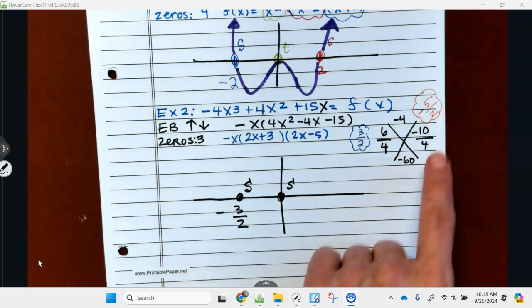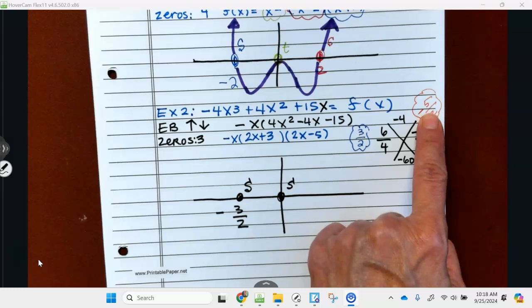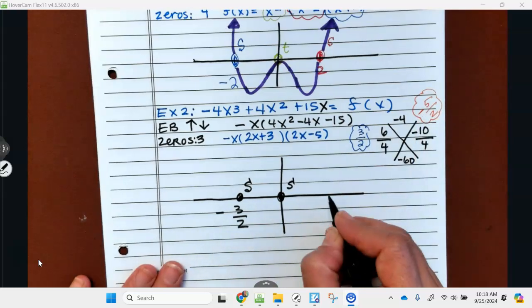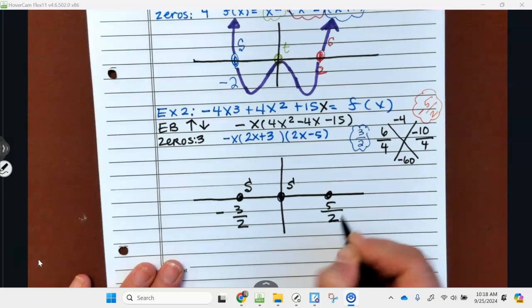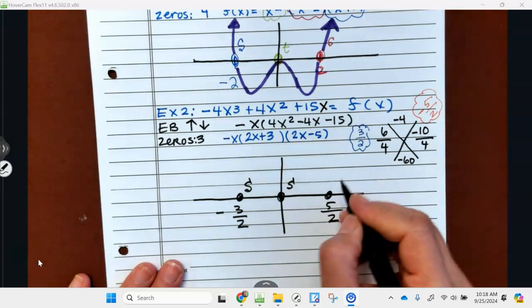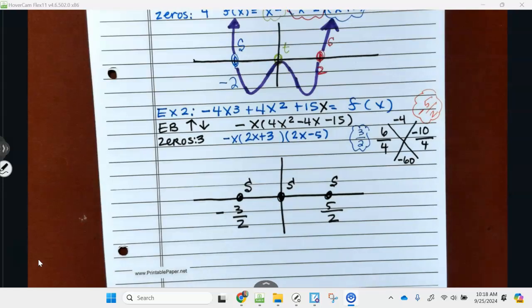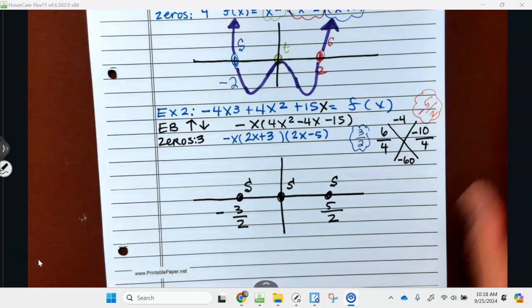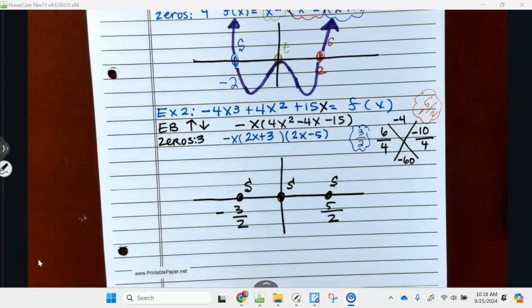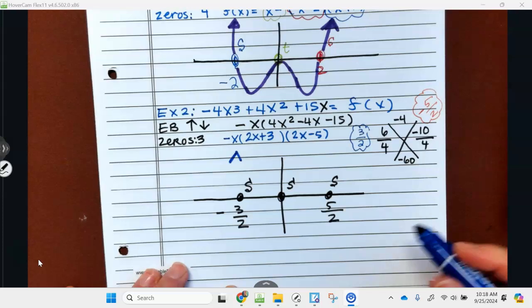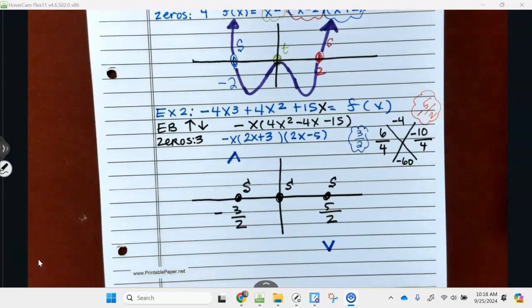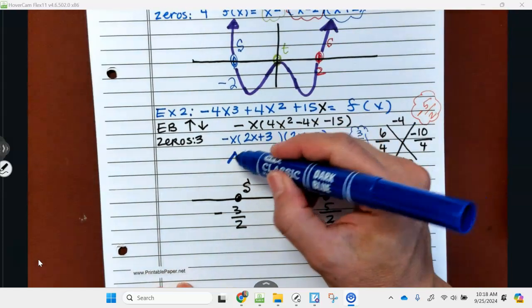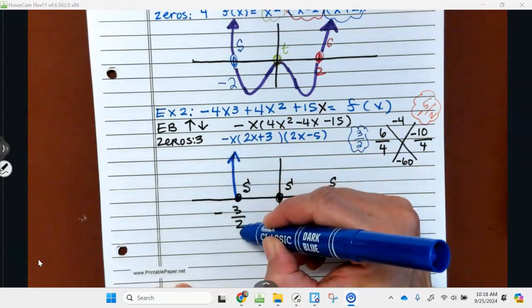2x minus 5 is going to turn into a positive 5/2. Make sure you draw a dot to the right of the origin. This little factor is to the first power, so it's straight through. And then, again, I suggest you draw those arrows because it frames it. It makes it all pretty easy to get started. All right, so arrows up on the left, down on the right. All right, so we're going to cross. All of these are straight through.